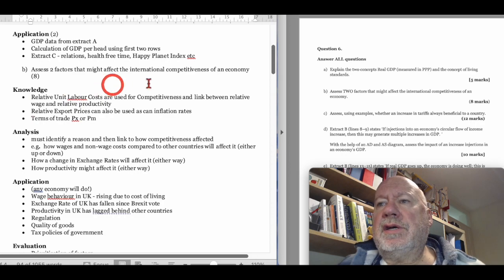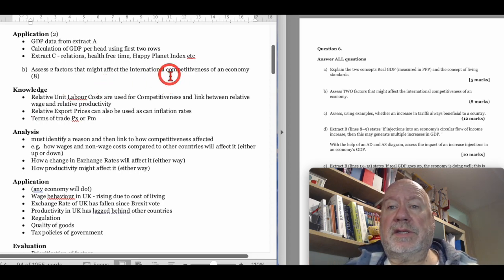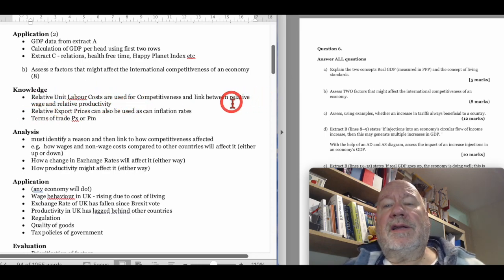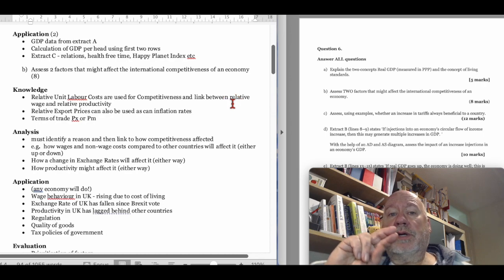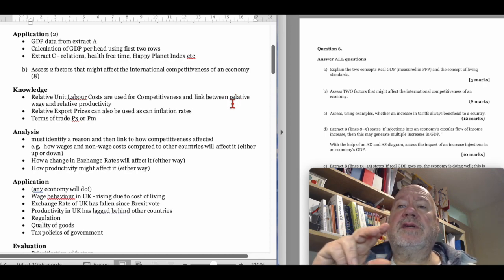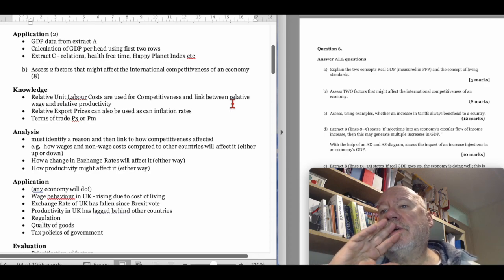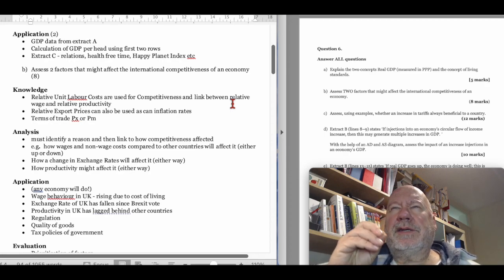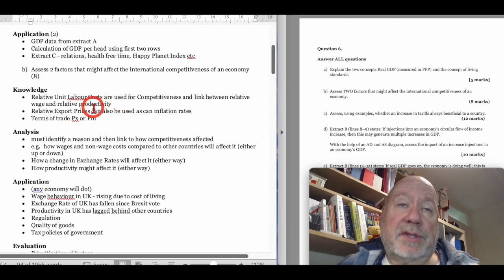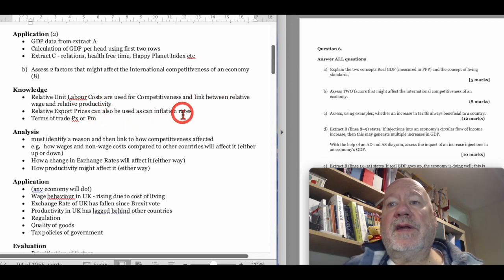So the knowledge here, international competitiveness, start with a definition. You use relative unit labour costs, which is relative wages, that's the wages in one country compared to the wages in the other country, and relative productivity as well. So don't forget to get that idea in. It's about the relative costs. They also include export prices, inflation rates, and terms of trade, which is the price of exports relative to the price of imports.